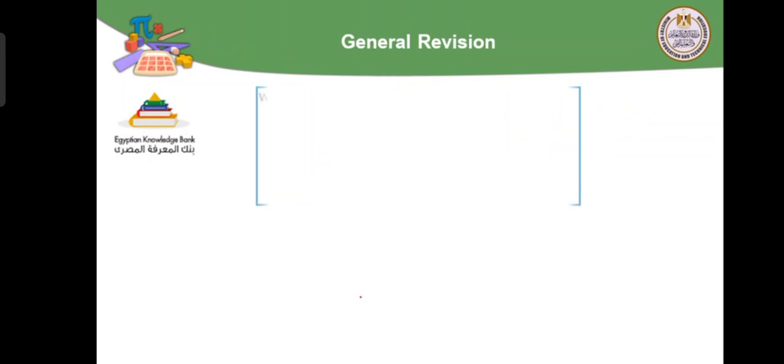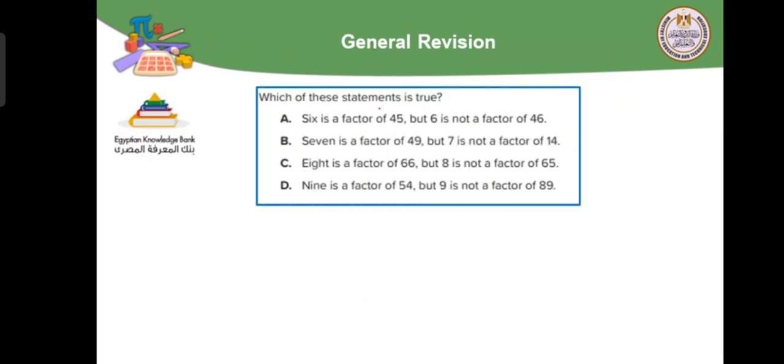Here, which of these statements is true? 6 is a factor of 45, but 6 is not a factor of 46. Of course, this is wrong. 7 is a factor of 49, yes, okay. But 7 is not a factor of 14, is it right? No, 7 is a factor of 14, so this statement is incorrect. 8 is a factor of 66, no. But 8 is not a factor of 65, no. 9 is a factor of 54, yes. 9 is not a factor of 89, yes. So number D is correct.